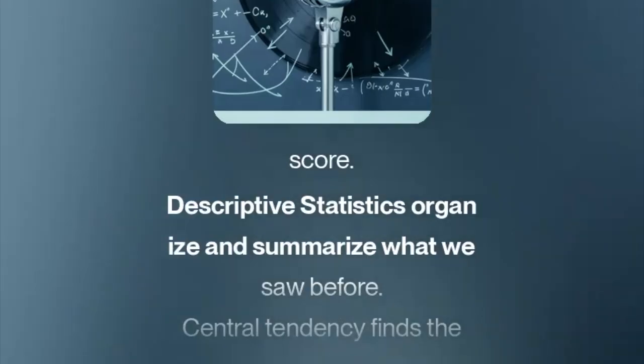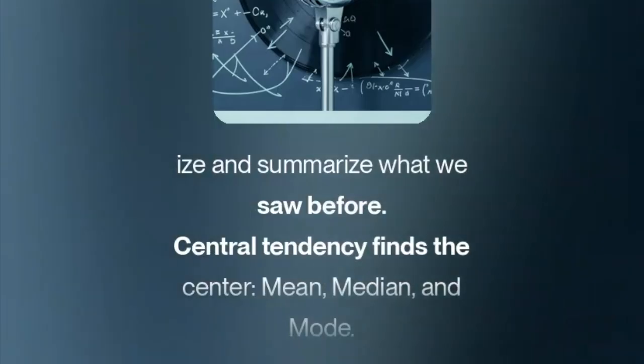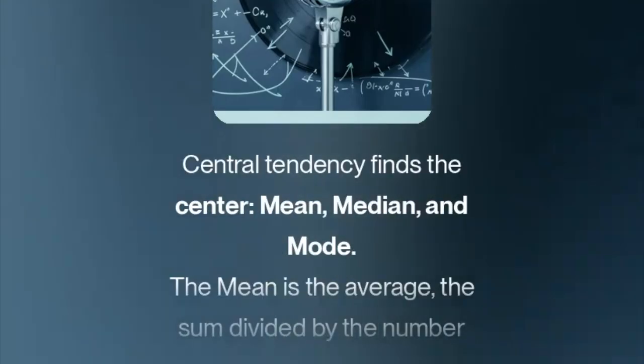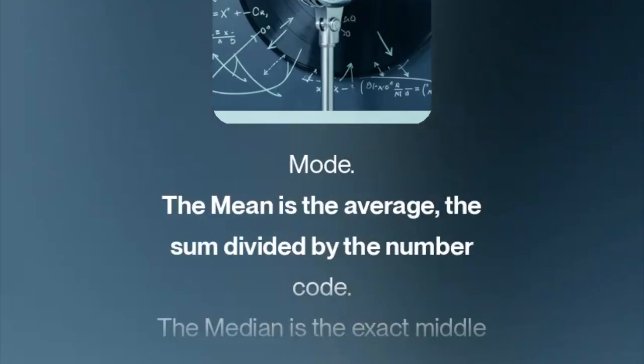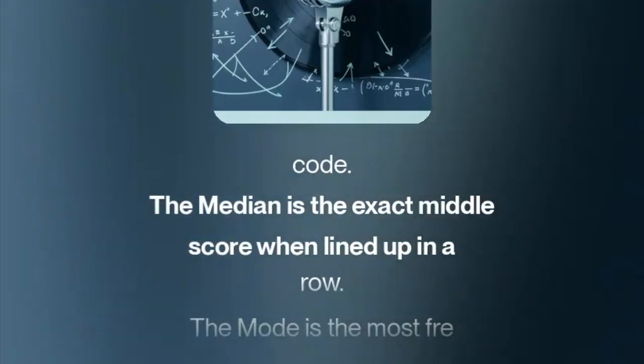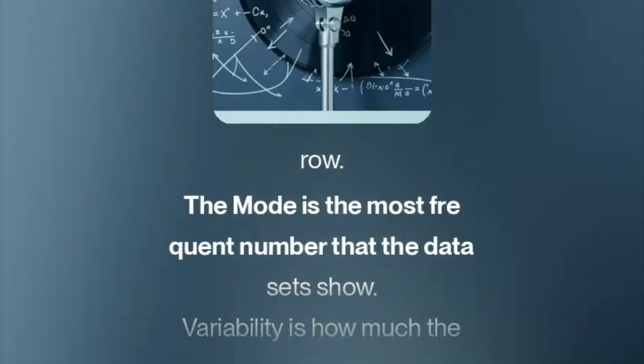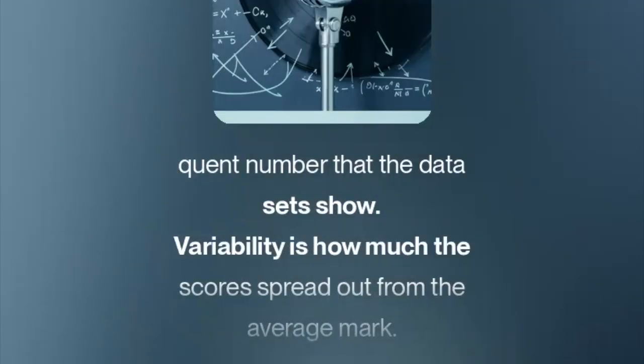Descriptive statistics organize and summarize what we saw before. Central tendency finds the center: mean, median, and mode. The mean is the average, the sum divided by the number code. The median is the exact middle score when lined up in a row. The mode is the most frequent number that the data sets show.